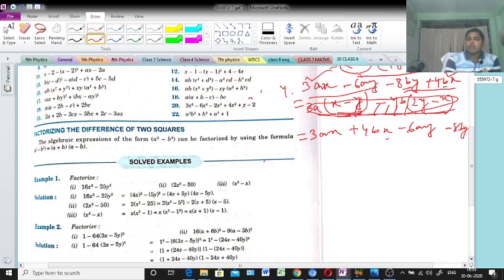Clear? Now we'll take common from the first two terms. See, any common portion there or not? 3, 4 no common, a, b no common, but x is a common portion. Here also x, and the second term also has x, that's why we'll take x common. So after taking common we are getting 3a from the first term plus 4b from the second term. Clear or not?